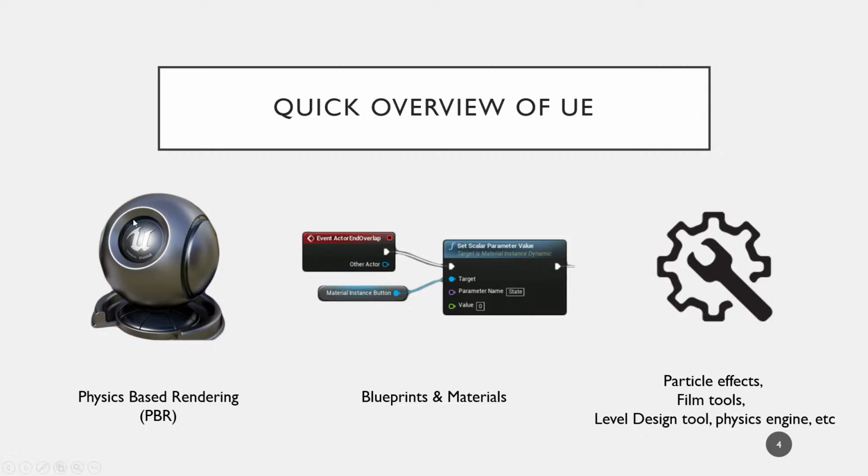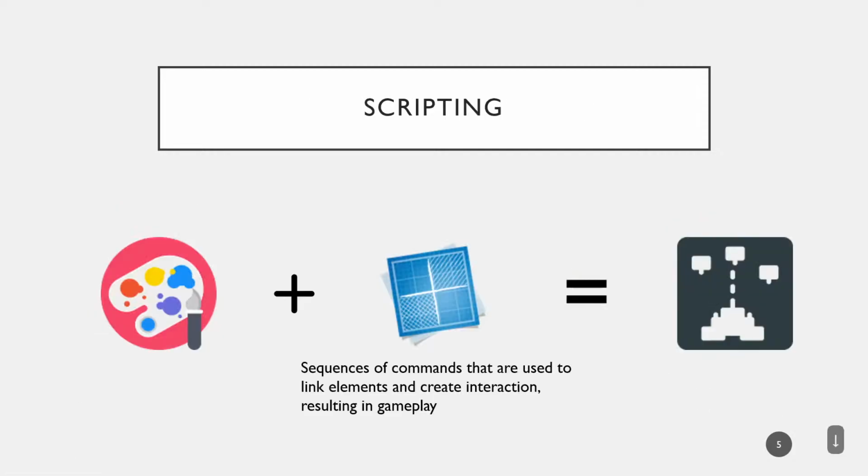Part of why it looks so awesome is because it uses physically based rendering. We can also use materials to create instructions of how things will look and blueprints for how things will interact. There's also a lot of tools within Unreal, like the tool to create particle effects. There are film tools, level design tools, and a physics engine, a lot of stuff. But what we'll be talking about today will be scripting.